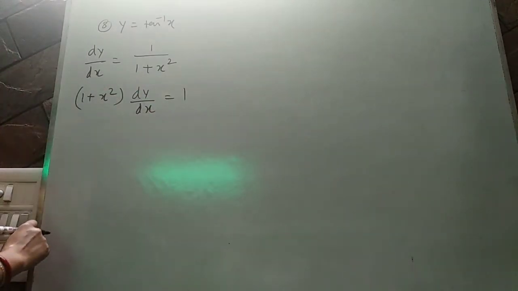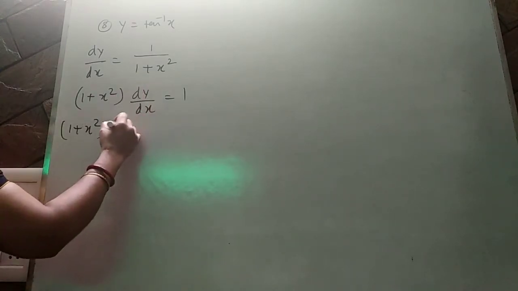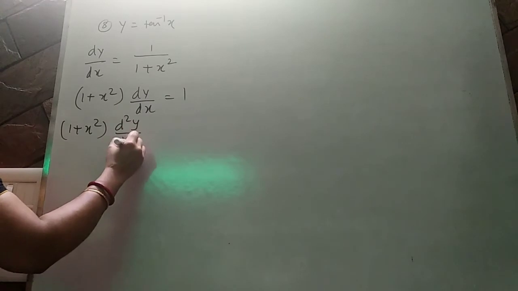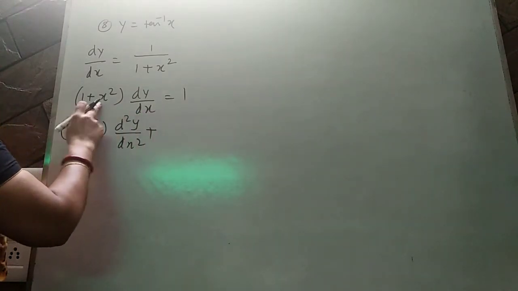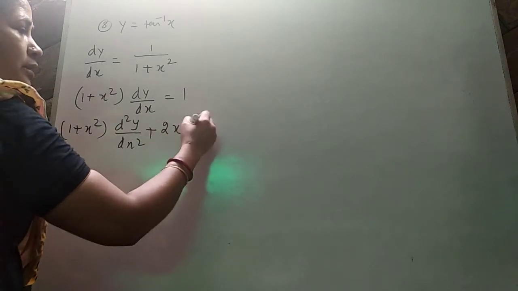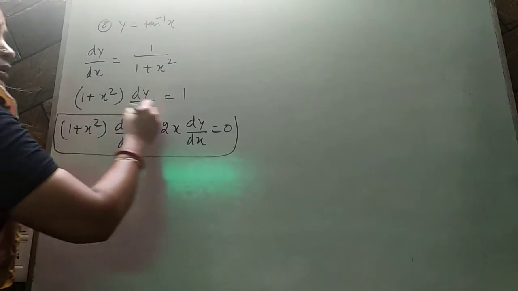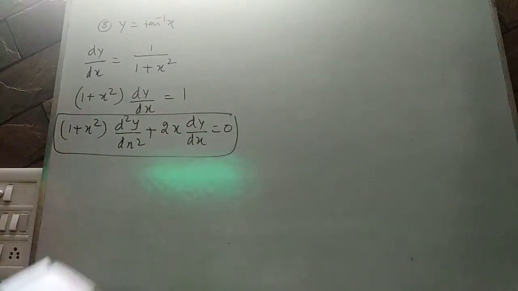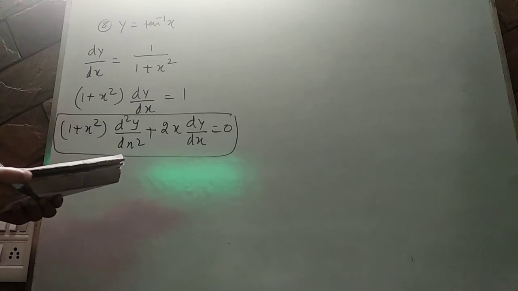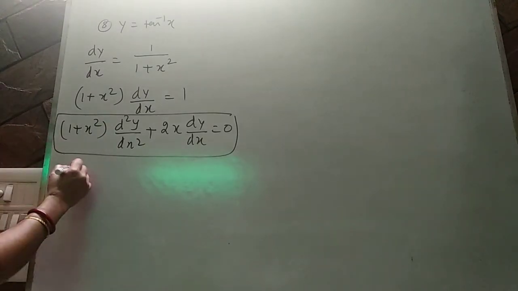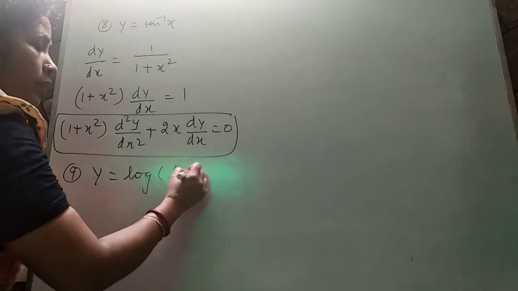Now start differentiation with the product rule. If I keep 1 plus x square constant, the derivative of dy by dx is d square y by dx square, and then plus, if I keep dy by dx constant, the derivative of 1 plus x square is 2x into dy by dx, equal to what we will get. So this proves the result. Now there may be 2 mark questions like this. Now see question number 9, you have to do it. I'm doing 10, so let me do 9 also. y equals, what they have given here, log of log x.